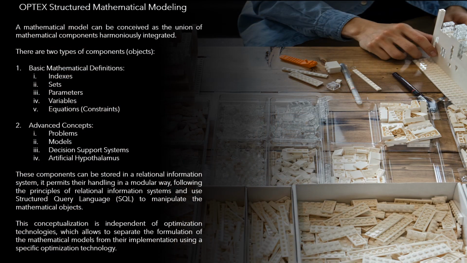A mathematical model stored in an information system can be conceived as the union of mathematical components harmoniously integrated. There are two types of components, or objects: basic mathematical definitions, indexes, sets, parameters, and equations or constraints; and advanced concepts, problems, models, decision support systems, and artificial hypothalamuses. These components can be stored in a relational information system. It permits their handling in a modular way.